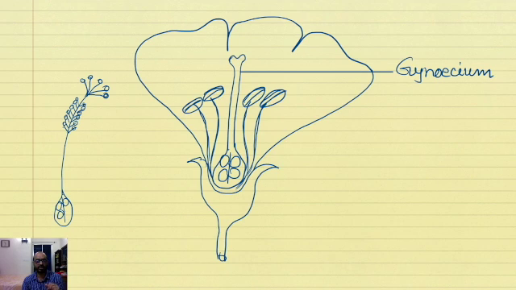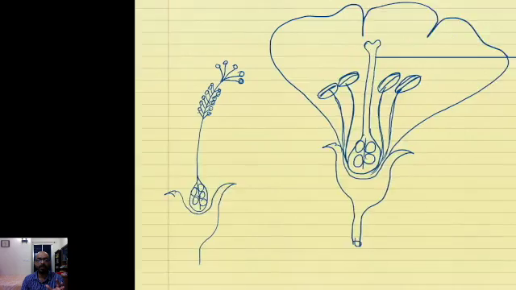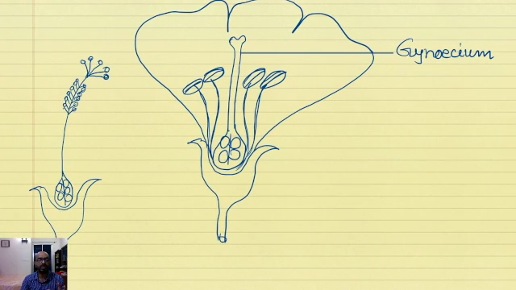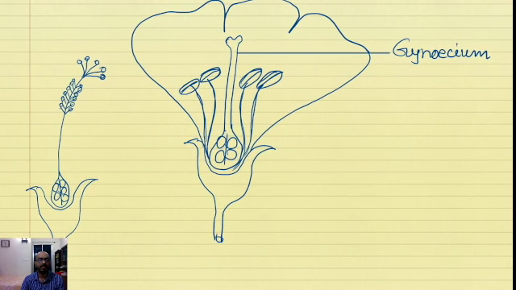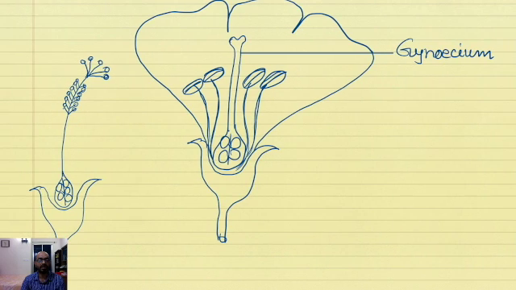Five parts of gynoecium. Each and every part of gynoecium is known as carpel. So united carpel is known as what? United carpel is known as gynoecium. So more than one carpel combinedly form gynoecium.